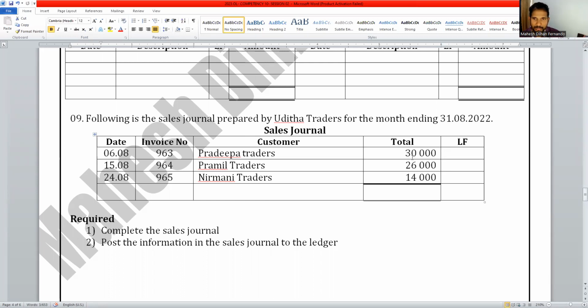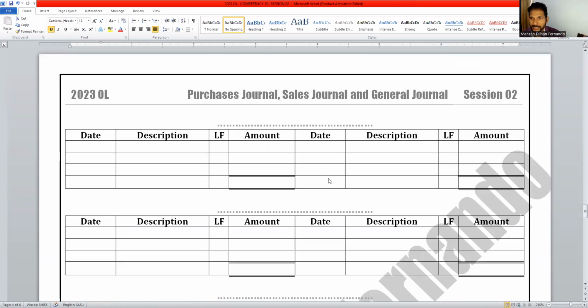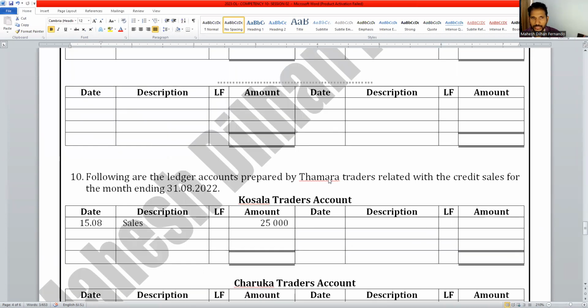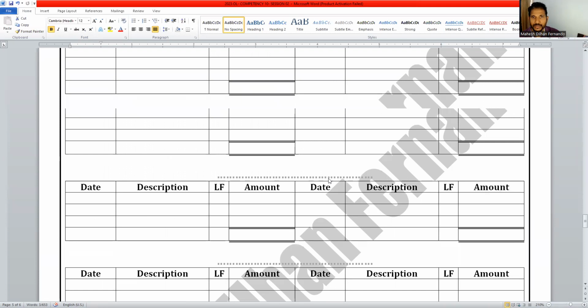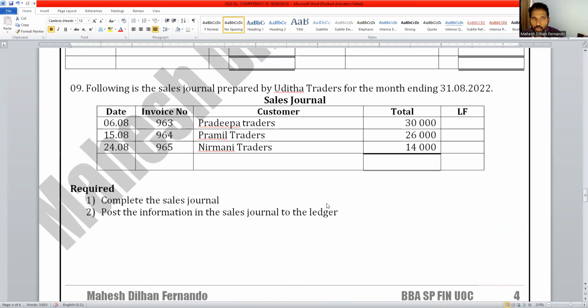What do you have to complete? What is incomplete? Can someone tell me? After that, you have to post the information to the ledger. That's all. So how do we complete it?